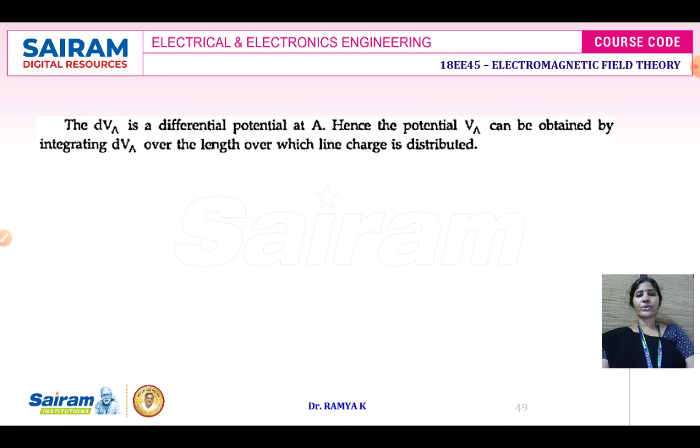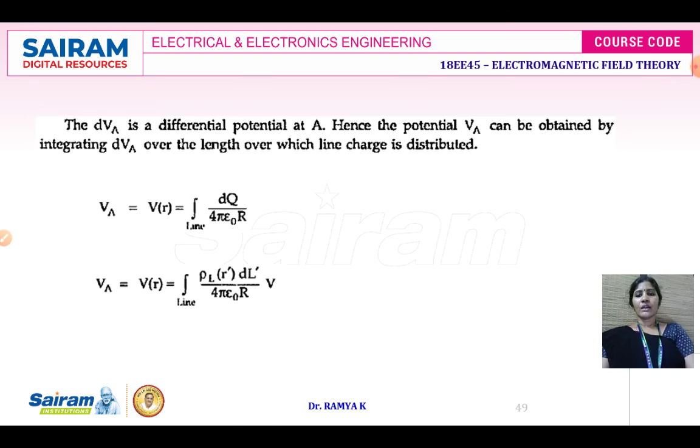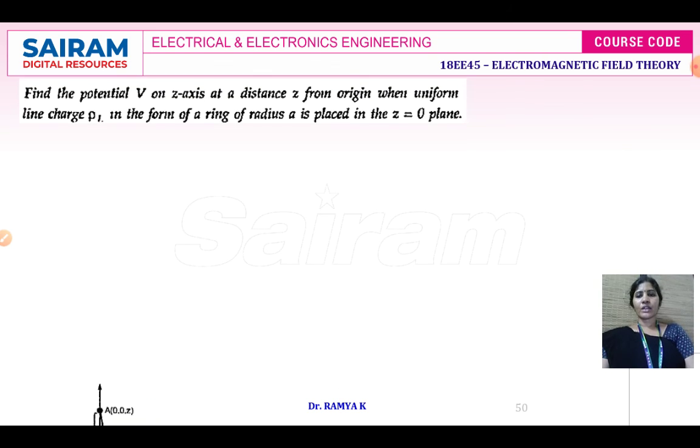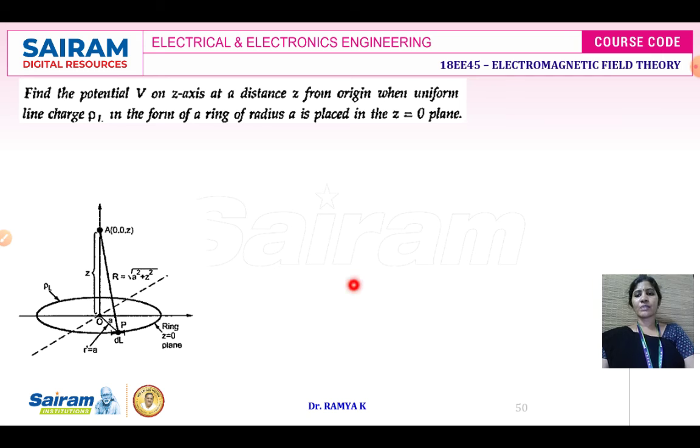Next is potential due to line charge. Now we need to identify the potential at this particular point. Find the potential V on the Z axis at a distance Z from the origin due to a uniform line charge of rho L coulomb per meter, framed in the form of a ring of radius A and placed at the Z is equal to 0 plane. Potential on the Z axis at a distance of Z meter from the origin means the point to be identified.